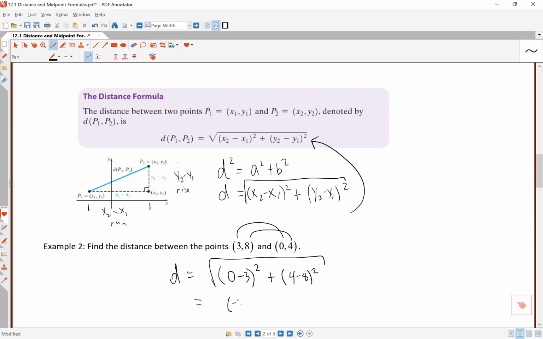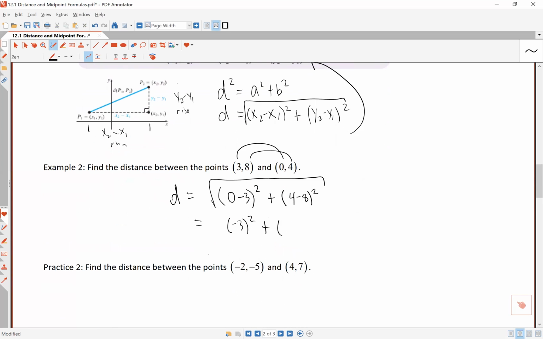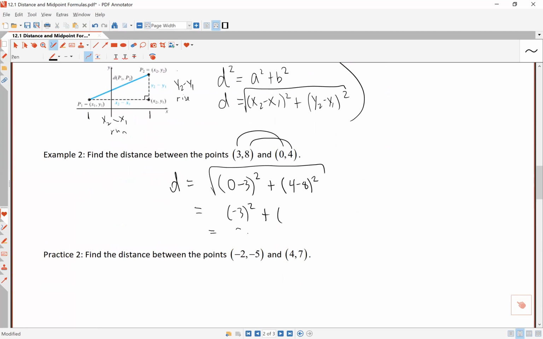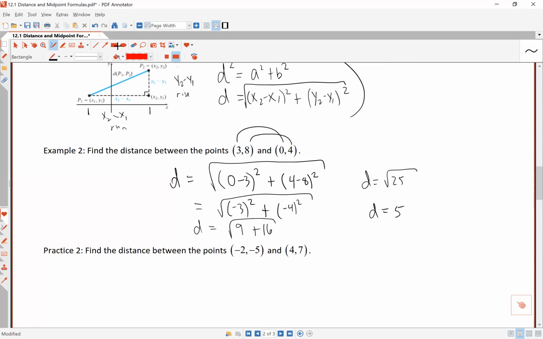0 minus 3 is -3, but we're squaring that, so the order doesn't matter. 3 minus 0, 0 minus 3, squared, both gives us 9. 4 minus 8 is -4, squared is 16. D is equal to the square root of 9 plus 16, which is the square root of 25, or in this case, the distance is 5.